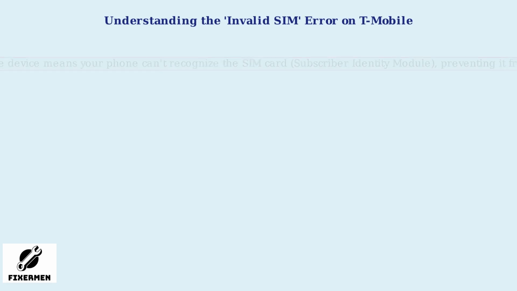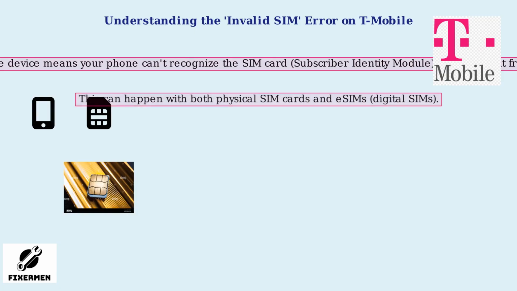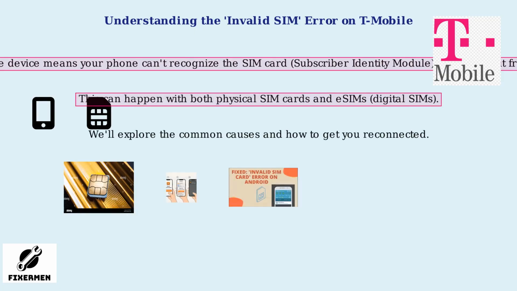The invalid SIM error on your T-Mobile device means your phone can't recognize the SIM card, which is the subscriber identity module that allows your phone to connect to the T-Mobile network. This error can occur with both physical SIM cards and eSIMs, which are digital SIMs. In this section, we'll explore what causes this error and how you can get reconnected.